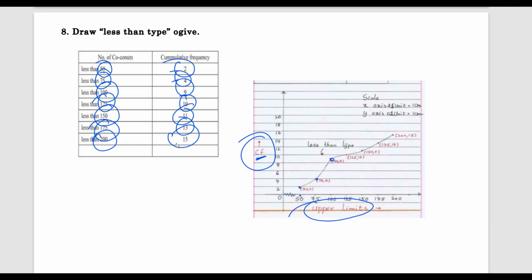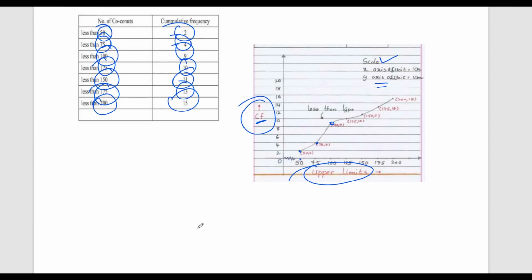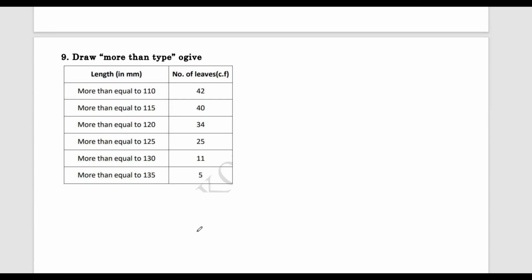In case they give the class interval and frequency, you should calculate the cumulative frequency, then take the upper limits and plot with the cumulative frequency. And also scale is very important. Write the suitable scale that you use in the exam. This is a question for your practice. Here also no need to calculate the CF. Just plot the length in meters versus the number of leaves.